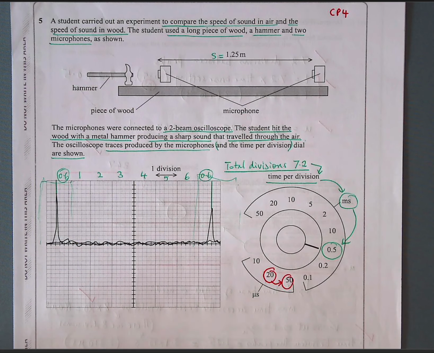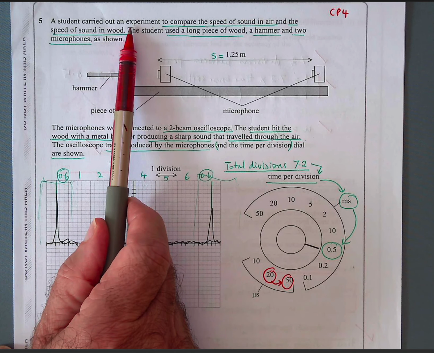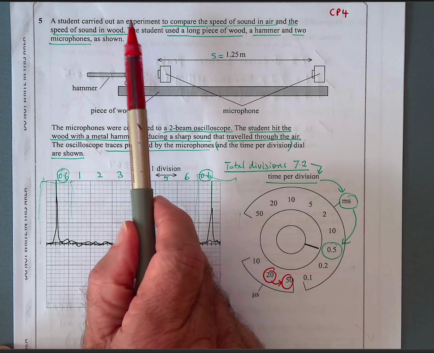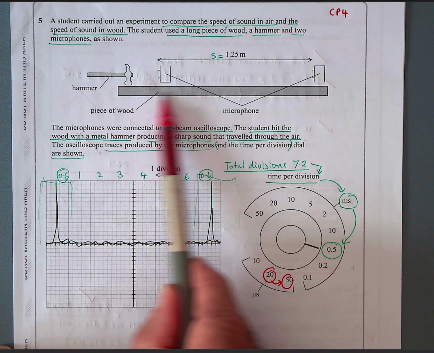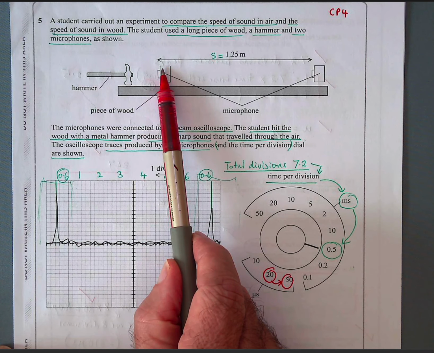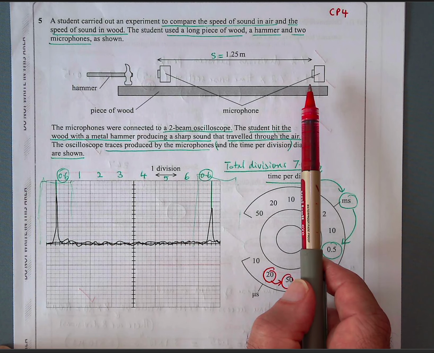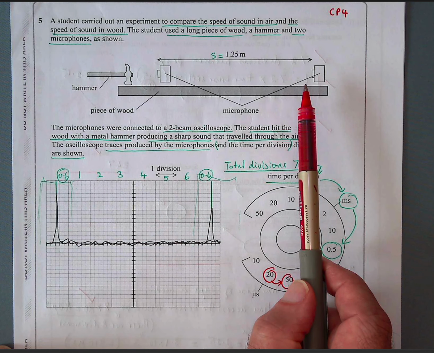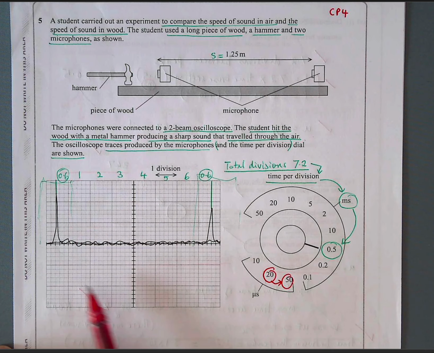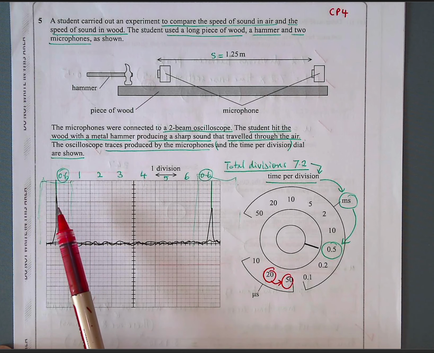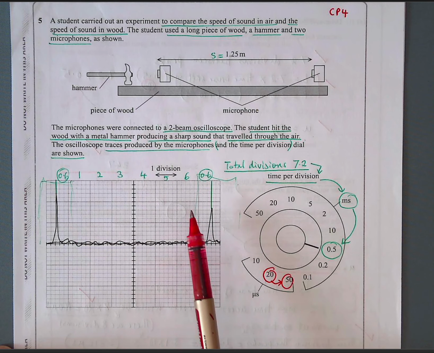Okay, so a student carried out an experiment. This is an application of the core practical. It's the same skills. To compare the speed of sound in air and the speed of sound in wood. So he's got a block of wood, he's got 2 microphones, okay? Now this is not exactly the same as the core practical, but it's using the same apparatus, so you need to be able to understand how to measure things on an oscilloscope. So this is an oscilloscope screen, it's showing you 2 peaks here and there, and we've got to be able to work out something about it.